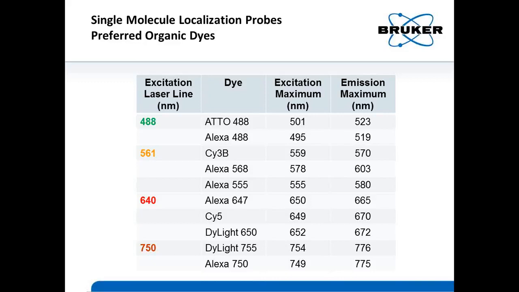So in terms of the 4 different laser lines that the Vitara 350 offers, in the 488 range, my first preference would be Atto 488. For 561, there's Cy3B, which is a modified form of Cy3 that works really well. With the 640 laser, Alexa 647 is the best blinking fluorophore out there, and you've probably seen this a lot in the literature. And then we also offer a 750 laser, and I've seen that DyLight 755 and Alexa 750 work really well in that wavelength range.